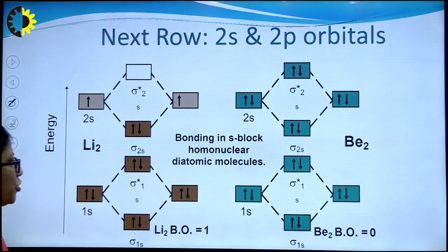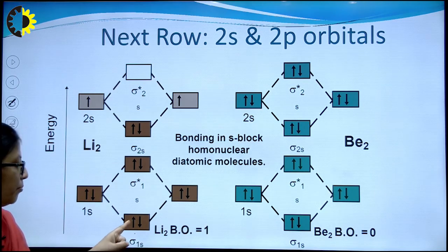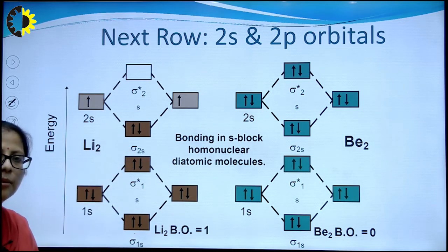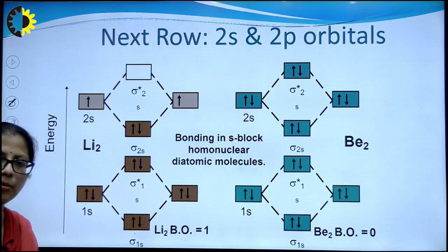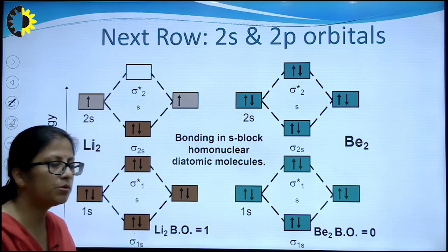On calculation of bond order, it is calculated as the number of electrons in the bonding molecular orbital. So, here 2 plus 2, 4 electrons in the bonding molecular orbital, minus 2 electrons in the antibonding molecular orbital, divided by 2. So, the bond order comes out to be 1.